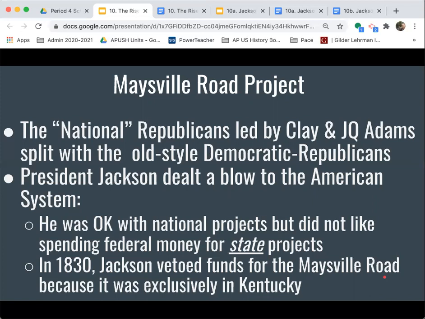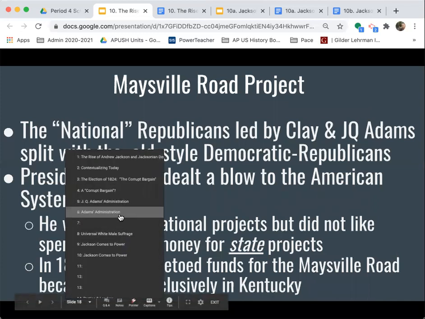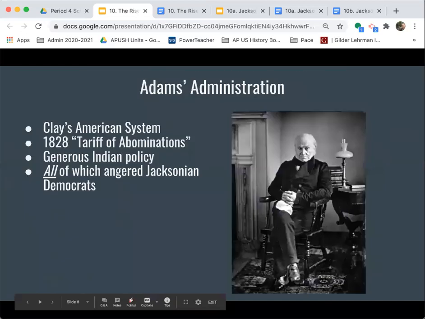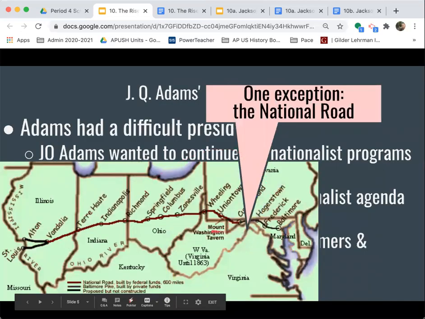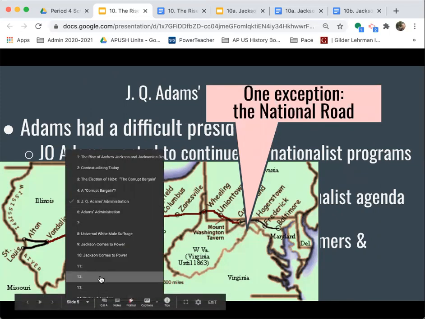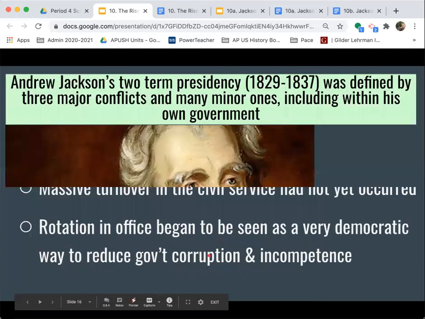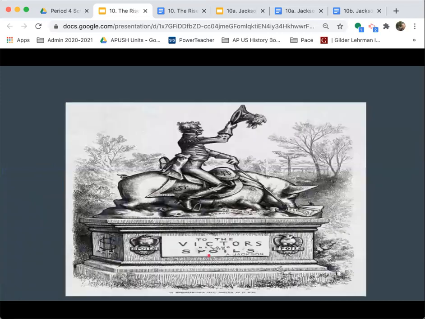So, for example, if we go back to the National Road, Jackson will be fine paying money for this because it goes through Maryland, Pennsylvania, Ohio, Indiana, Illinois. Because this road is not just in one state, it's impacting the whole country, then we can spend national money for that. But part of Clay's American system was using federal money for infrastructure projects all over the country because they would, in theory, benefit the country in one way or the other.